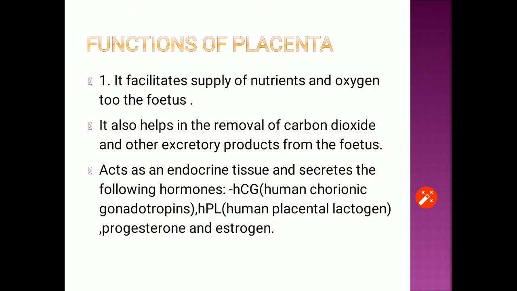Now the functions of the placenta. It facilitates the supply of nutrients and oxygen to the fetus. It also helps in the removal of carbon dioxide and other harmful substances or excretory products from the fetus. It acts as an endocrine tissue and secretes the following hormones: HCG, human chorionic gonadotropin, HPL, human placental lactogen, progesterone and estrogen.